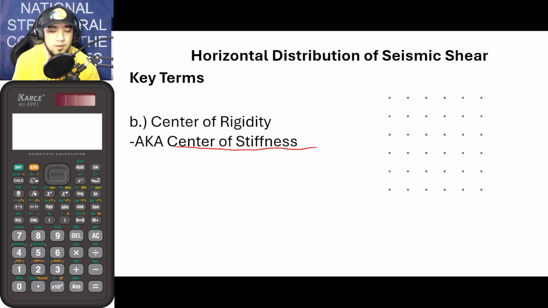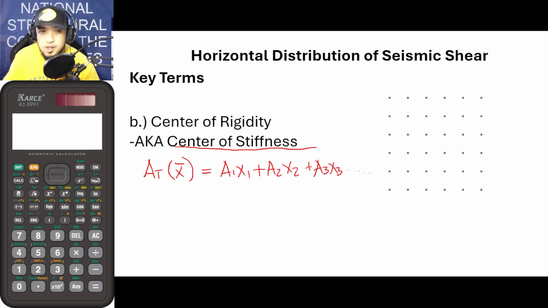So if you can remember from your previous subjects, the Varignon theorem. Under the Varignon theorem, in order to solve for the centroid, you get the product of the total area, A, times the location of the centroid, bar x, that is equal to A1 times x1 plus A2 times x2 plus A3 times x3, and so on and so forth. But take note, guys, that this theorem is in reference to the area. But for the center of rigidity, this should be in relation to the stiffness.